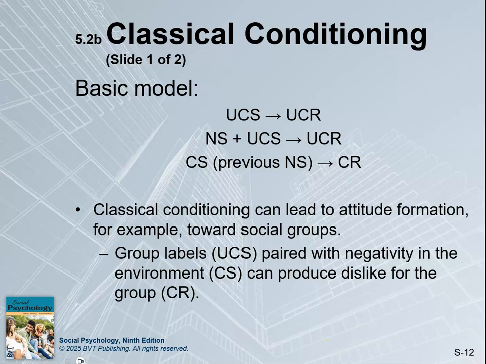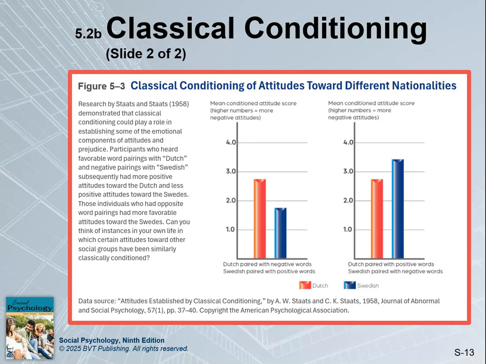Going to the bottom of this slide, it says classical conditioning can lead to attitude formation, for example, towards social groups. They give this example: group labels that are paired with negativity in the environment can produce dislike for the group. Moving forward, feel free to pause the slide here and review this if you're interested and passionate about this topic.